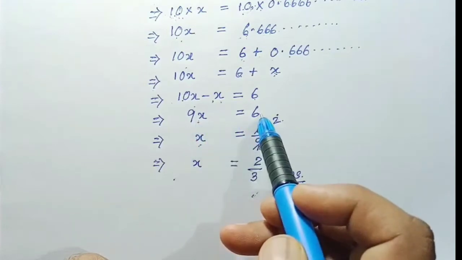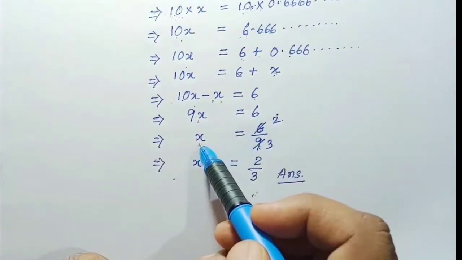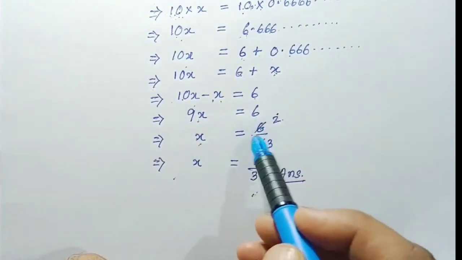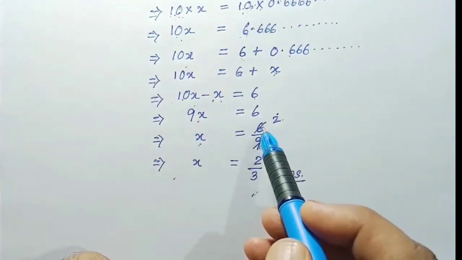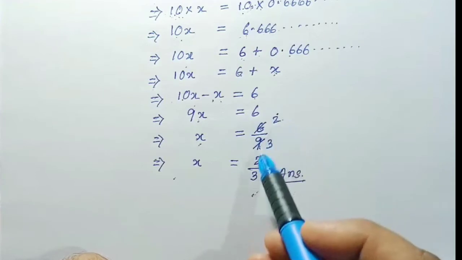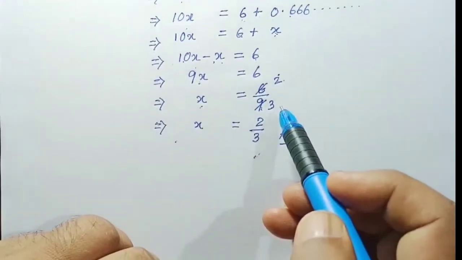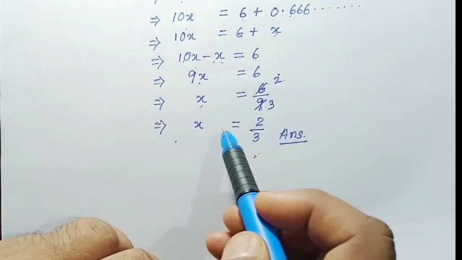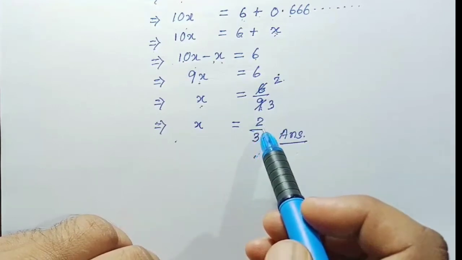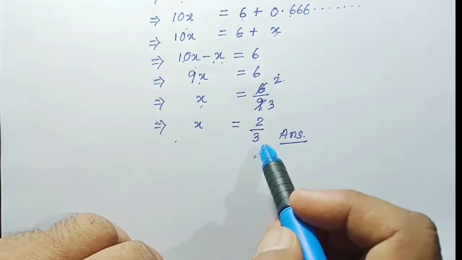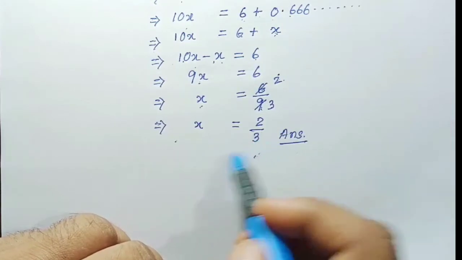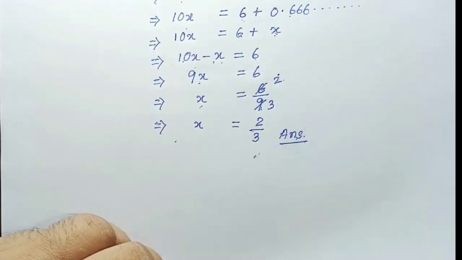So 9x equal to 6. So x equal to 6 divided by 9. We cancel it by 3: 3 2s are 6 and 3 3s are 9. So x equal to 2 by 3, which is the form of a rational number. This is the answer.